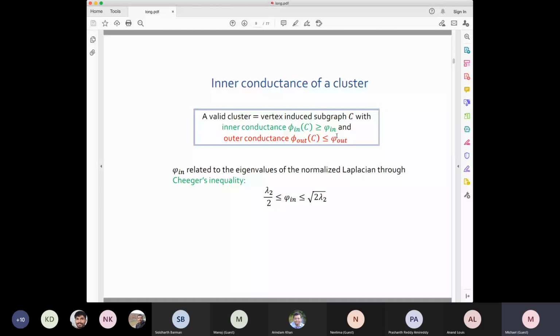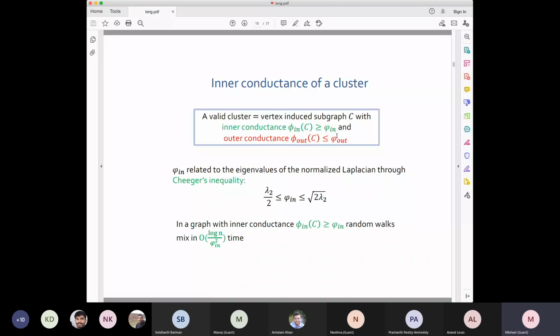Okay, so just as a small detour, which will be important in what follows, recall that this notion of inner conductance is related to the eigenvalues of the normalized Laplacian through Cheeger's inequality. Specifically, we can bound the second eigenvalue of the normalized Laplacian of this subgraph C, induced by vertices in C, as a function of phi n. Basically, the second eigenvalue is at most 2 lambda, so at most 2 phi n, and is at least the square of phi n with a constant.